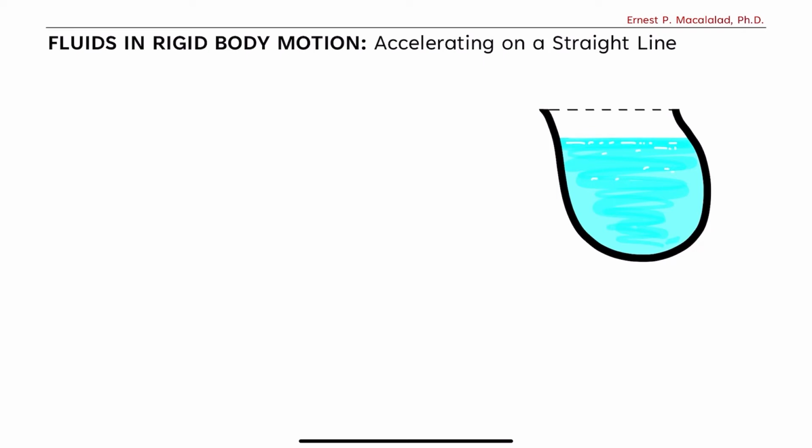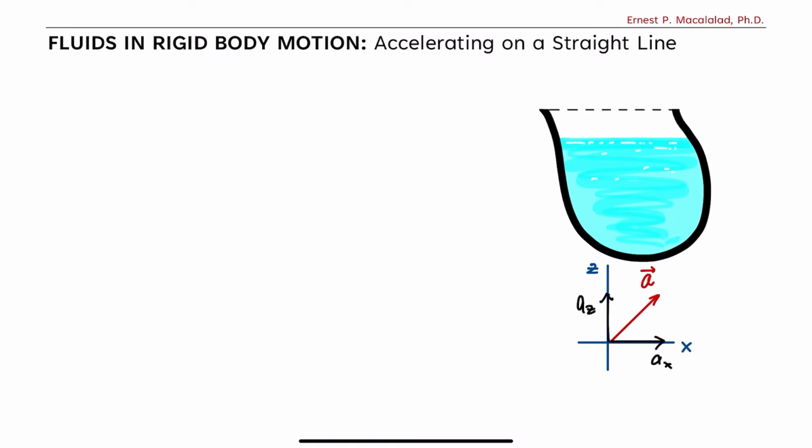What's up, guys? It's me, Sir Ernest, and today we're going to consider a fluid that is accelerating on a straight line. So let's consider a partially filled container moving on a straight path with a constant acceleration a. If we set our coordinate axes as follows, the acceleration has the following components, ax and az.